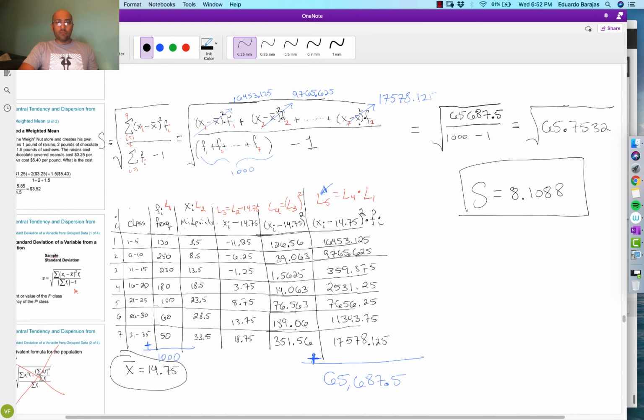Good. So as we get this column, we got to square this. L3 gets squared. That'll give you each one of these. Then we got to multiply times the frequency. That's this last one. We got to add them together. That'll give you the numerator here. Then we divide it by the sum of the frequencies minus 1. Get the square root of the whole thing, and finally we get to our answer.